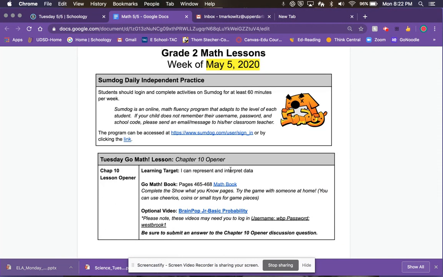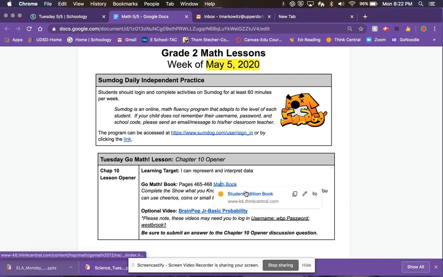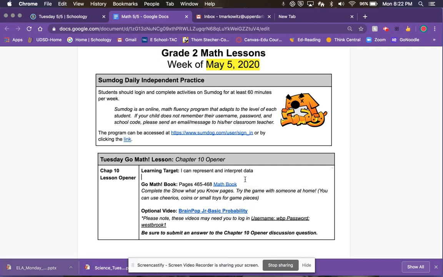All right, so today's learning target is you can represent and interpret data. Represent is to show, interpret is to understand. Big book, 465 to 468. If you click on this link, I have the book right here. Complete the show what you know pages. Try the game with someone at home. You can use Cheerios, coins, or small toys for the game pieces.